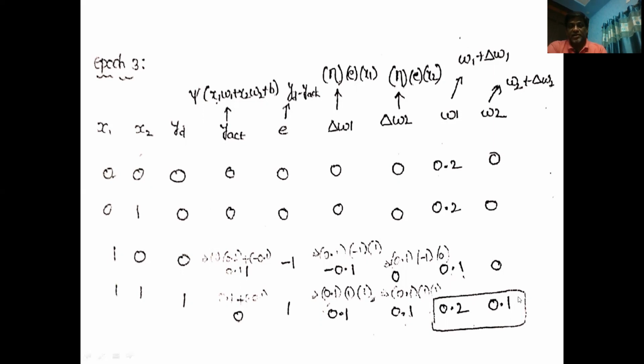And finally, at the end of this epoch 3, we got the values 0.2 and 0.1. Since this epoch contains two error terms, we continue with the next epoch also. Again, we start with the input vector 0, 0, and we continue the process for 0, 1, 1, 0, and 1, 1 with the desired responses and actual values calculated. And we update the weights whenever we get an error term other than 0. So now at the end of this epoch, we got 0.1 and 0.1.